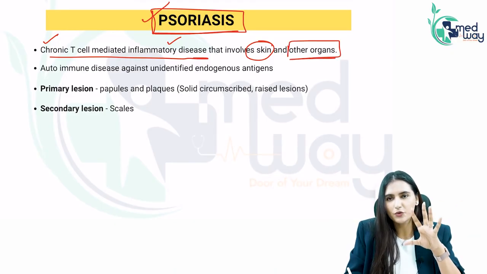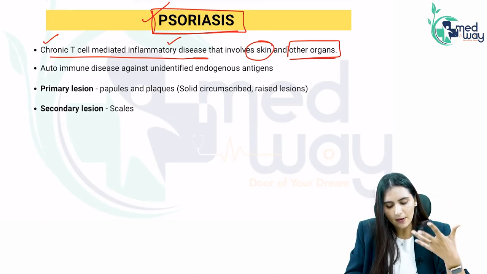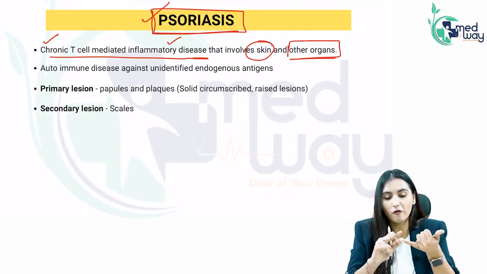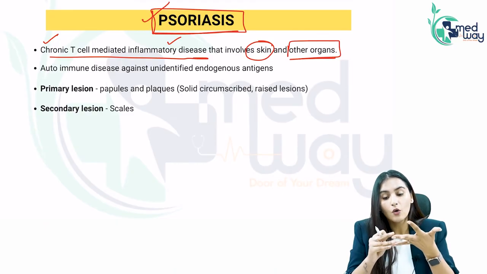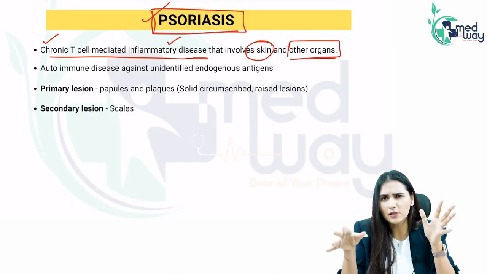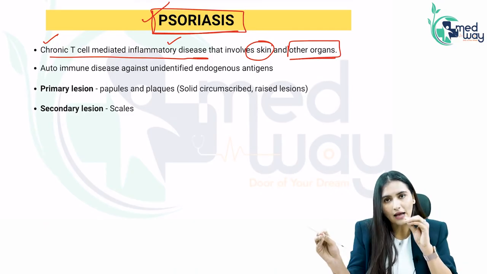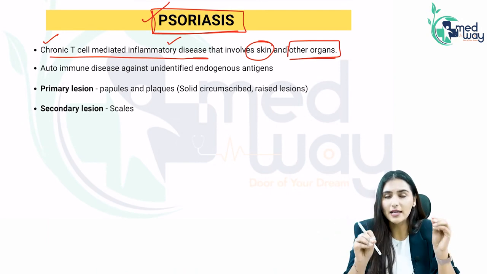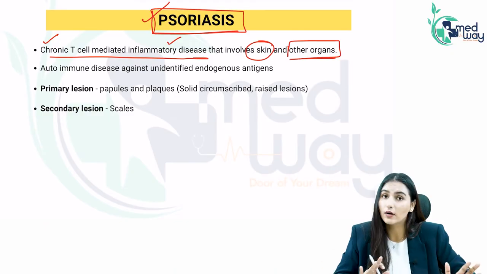I know you still don't have a very good idea of what psoriasis is, but I will keep adding more and more to the picture that you have in your mind. So till now you have a picture of papules and plaques which are red in color and there is scaling. A little deeper, this is a chronic problem that the patient has, it does not go away ever. You can have remissions and exacerbations, and it will involve the skin and other organs as well.